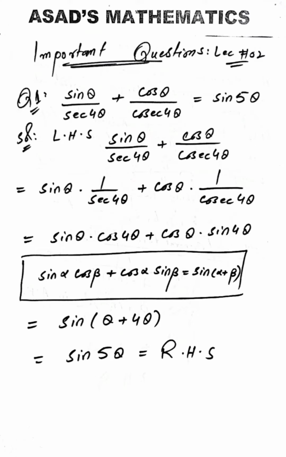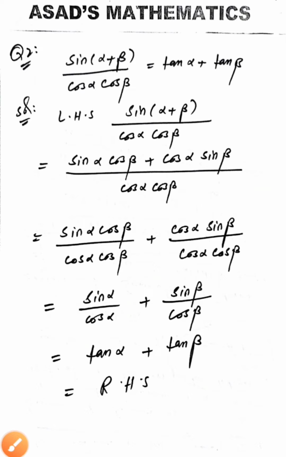Now move to the next question. The next question is sin alpha plus beta divided by cos alpha into cos beta, which is equal to tangent alpha plus tangent beta. Taking the left hand side, we open the formula of sin alpha plus beta, which is equal to sin alpha cos beta plus cos alpha sin beta.